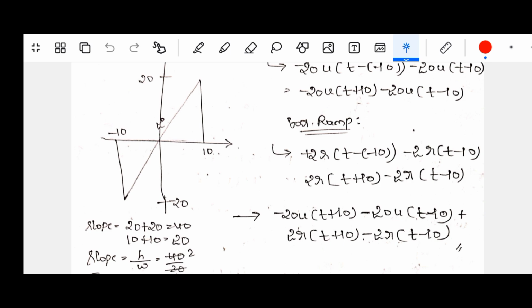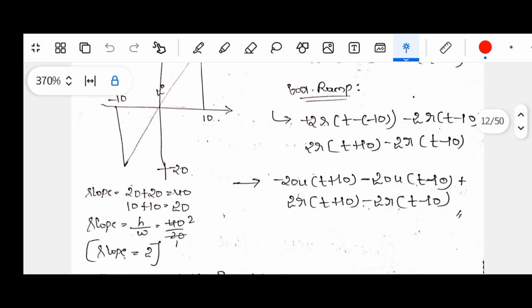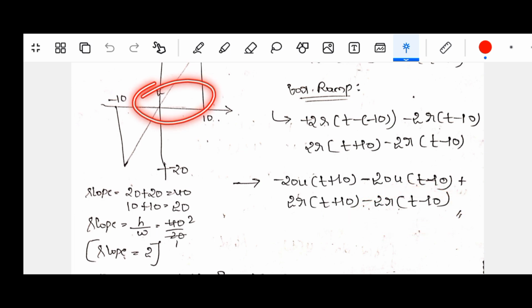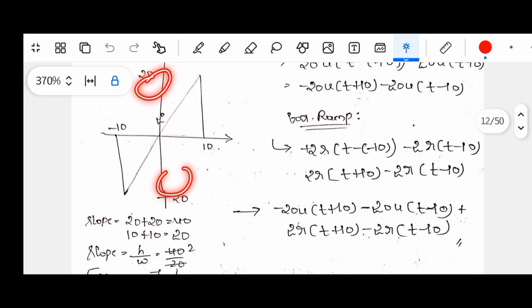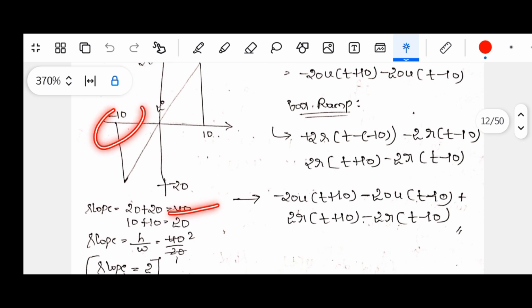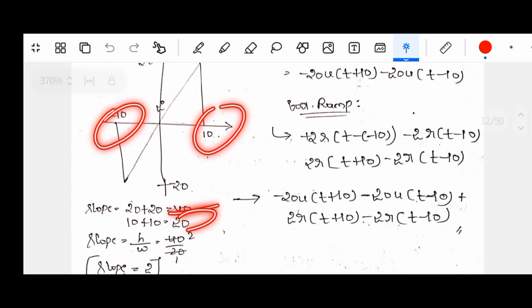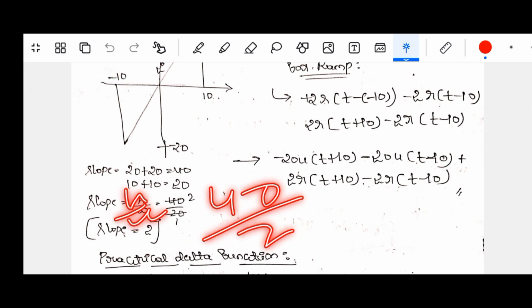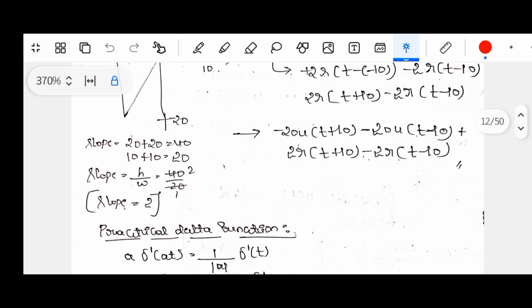Now we have to combine both unit and ramp signals: minus 20 into u(t+10) minus 20 into u(t-10) plus 2r(t+10) minus 2r(t-10). How to find the slope here? Add the 20 and this 20, we get 40. Add this 10 and this 10, you will get 20. Therefore height by width is 40 by 20, so the slope will be 2.